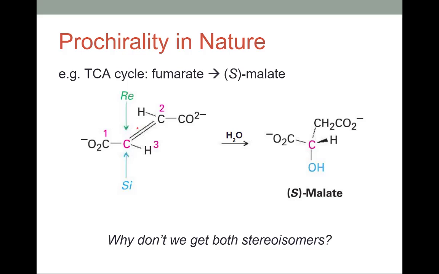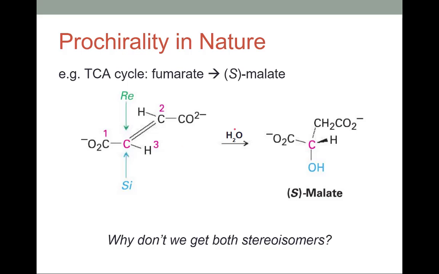But when we go from fumarate, which is shown here, to malate, the isomer that's formed of malate is specifically the S form. Why don't we get both stereoisomers here? If I do this reaction, if I add water across this double bond in a test tube, the OH from the water will add equally to the Re face and to the Si face because this is a small planar molecule. It's tumbling all over the place in the test tube.